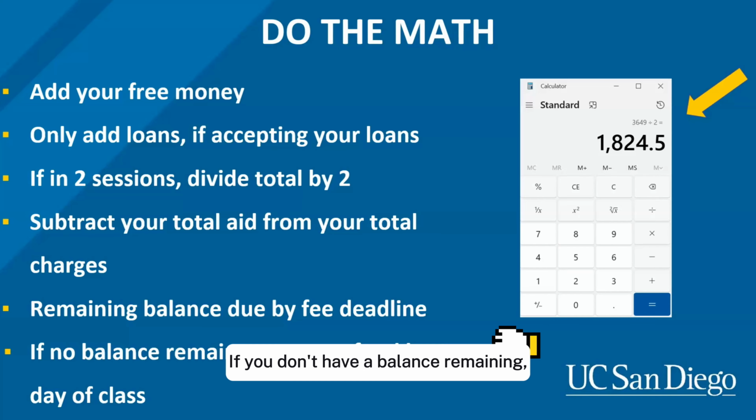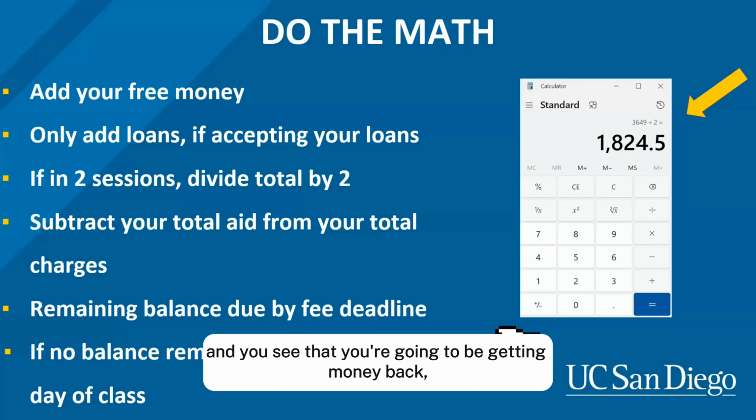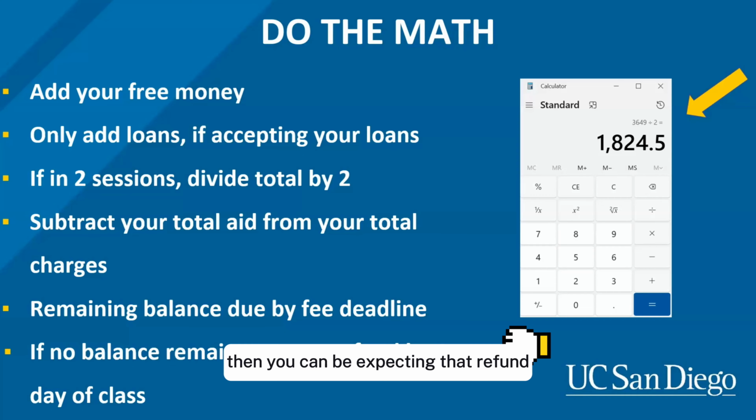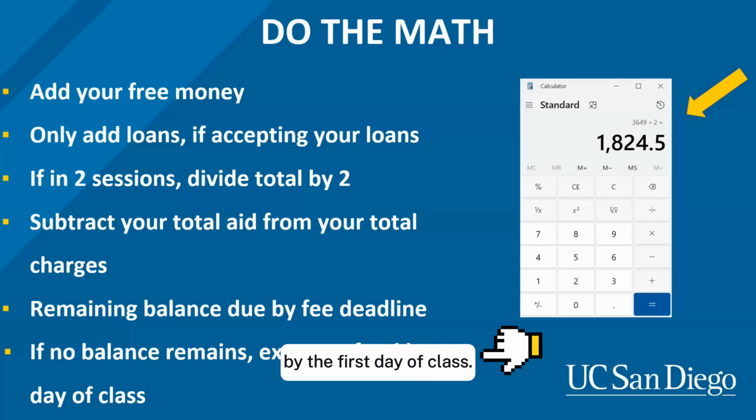If you don't have a balance remaining and you see that you're going to be getting money back, then you can be expecting that refund by the first day of class. So if you're enrolled in session 1, that will be by July 3rd. And if you're enrolled in session 2, that will be on August 7th.